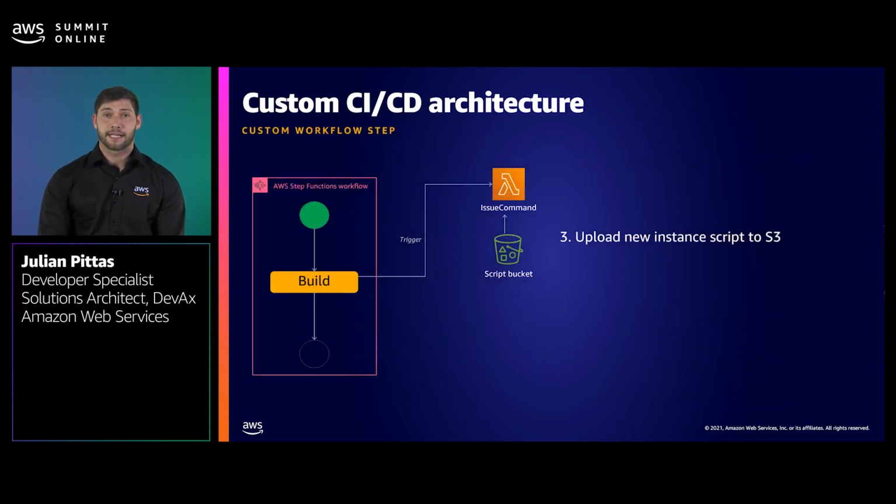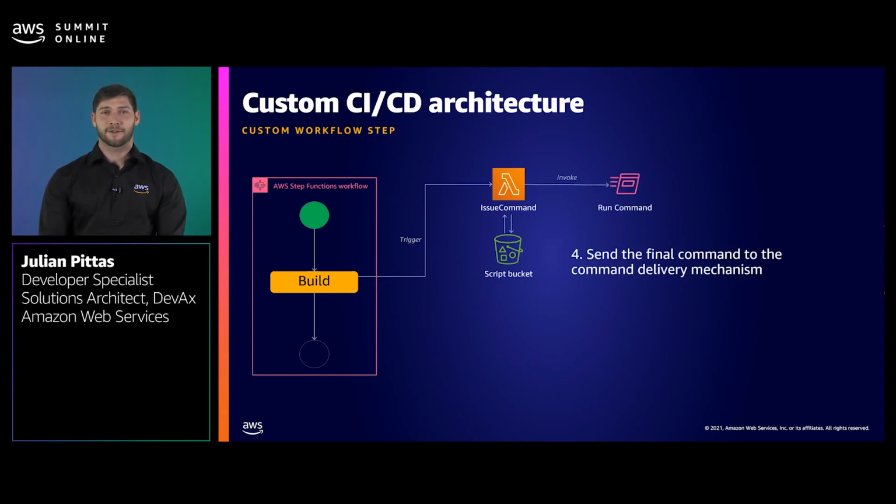The third step now is to upload this new script that we wrote back into S3. Finally, the Lambda function uses AWS Systems Manager run command to invoke the build script on our build machine. Let's look at run command in more detail.